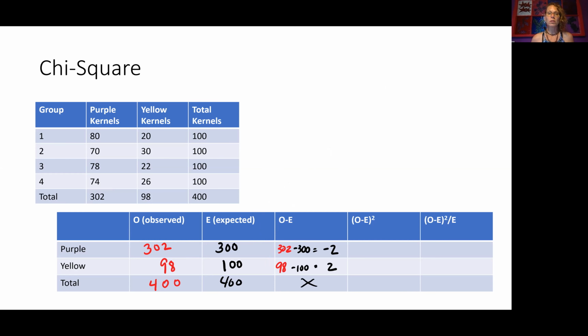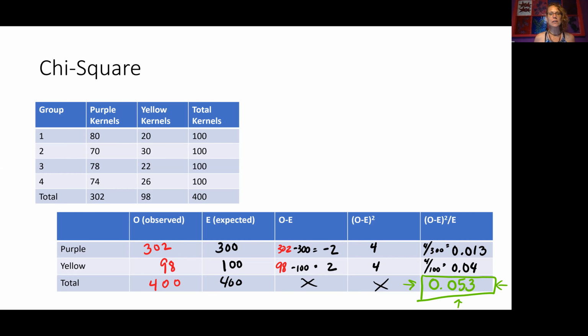Okay, then we're filling in the next column. This is just some easy subtraction. You take your observed and subtract your expected. Typically you get some negative numbers in here. Then in the next column, you square it, which gets rid of the negative, since a negative times a negative is positive. And in our final column, we do a division. We take 4 divided by 300 to get 0.013, and then 4 divided by 100 to get 0.04. You see how we did that? Okay, and then you add.